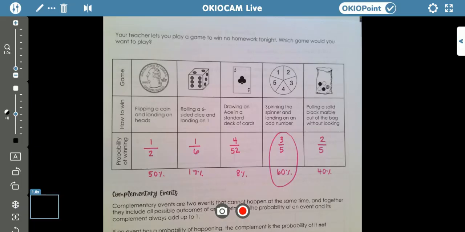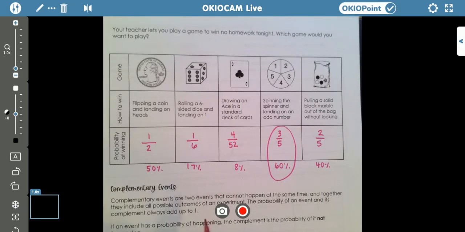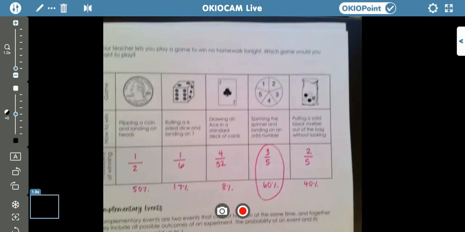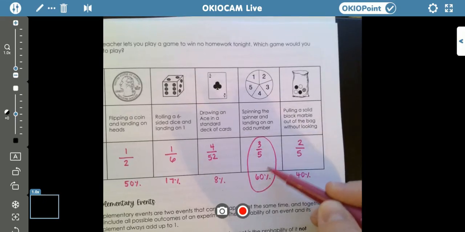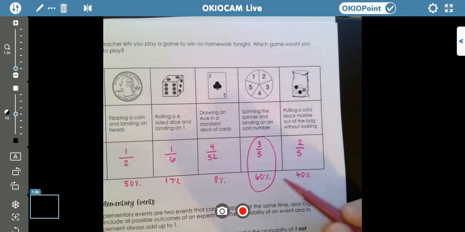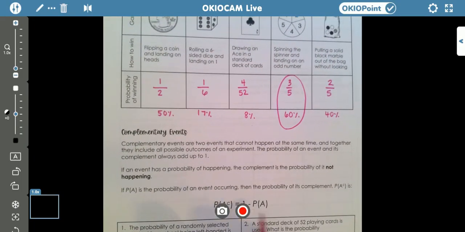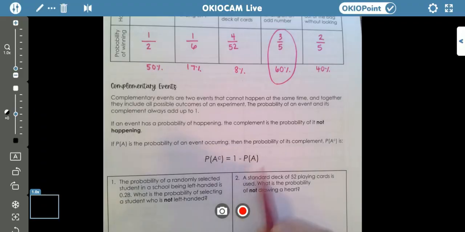Little bit of vocabulary here. Complementary events. So complementary are 2 events that cannot happen at the same time. And so if you have one, the complement is not that one. So if the probability of landing on an odd number is 60%, then the complement is the probability of landing on an even number, which would be 100% minus 60%, or 1 minus 3/5, which gives us 40%. So complement is the probability of it not happening. And we take 1 and we subtract the probability of it happening.